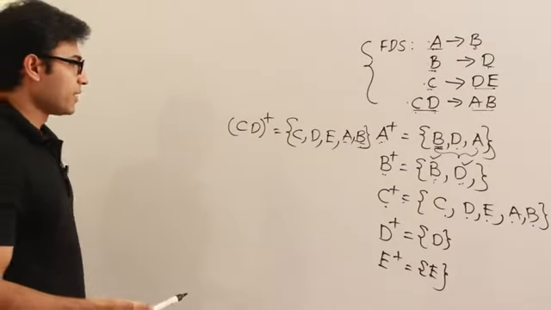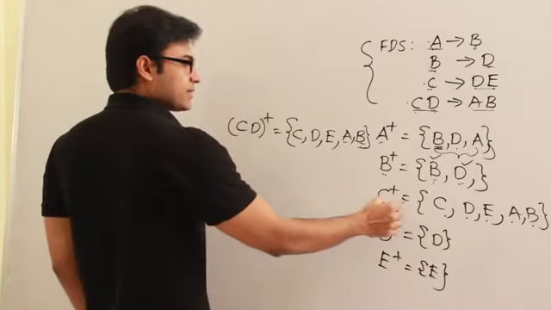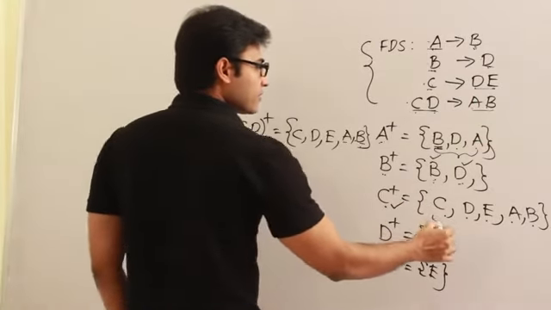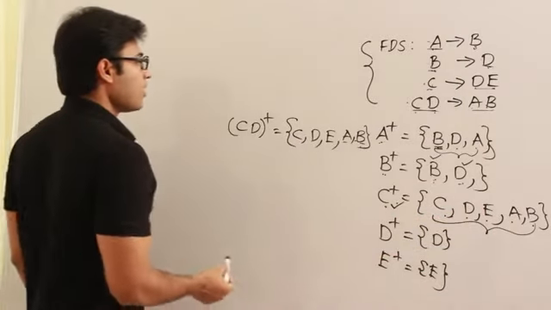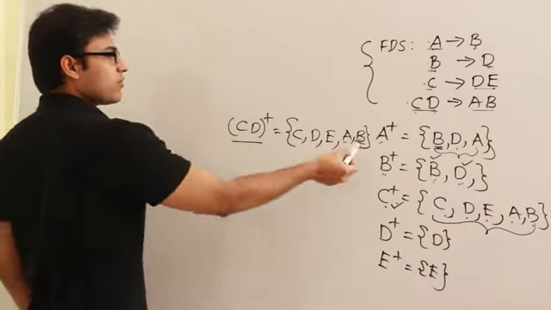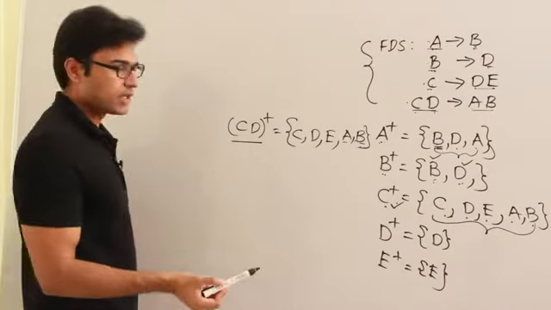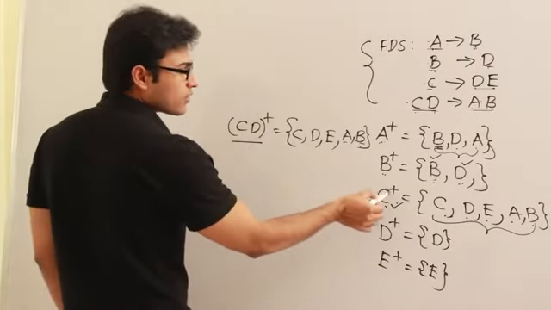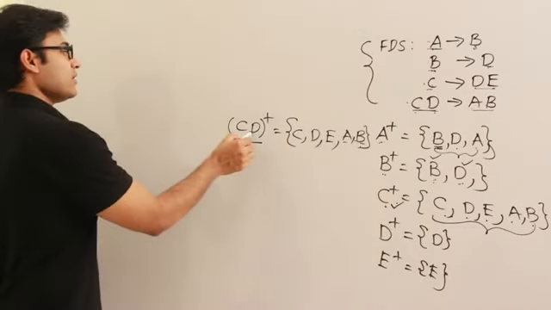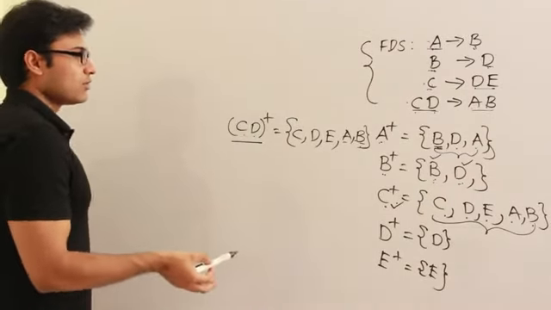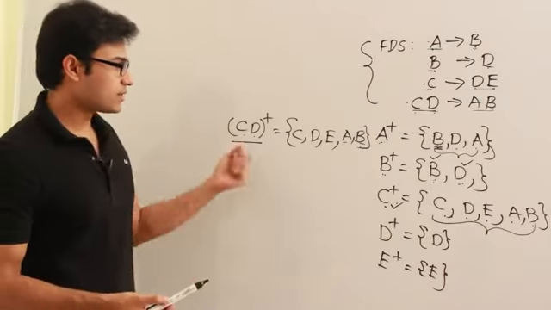See, one more thing. If C plus is able to derive everything, isn't it? From C, if you are able to get all this, obviously, CD is going to derive all this. Are you following the logic? If the attribute C is enough to get unique values for all the attributes, then adding D is going to get everything because already C is there, right?